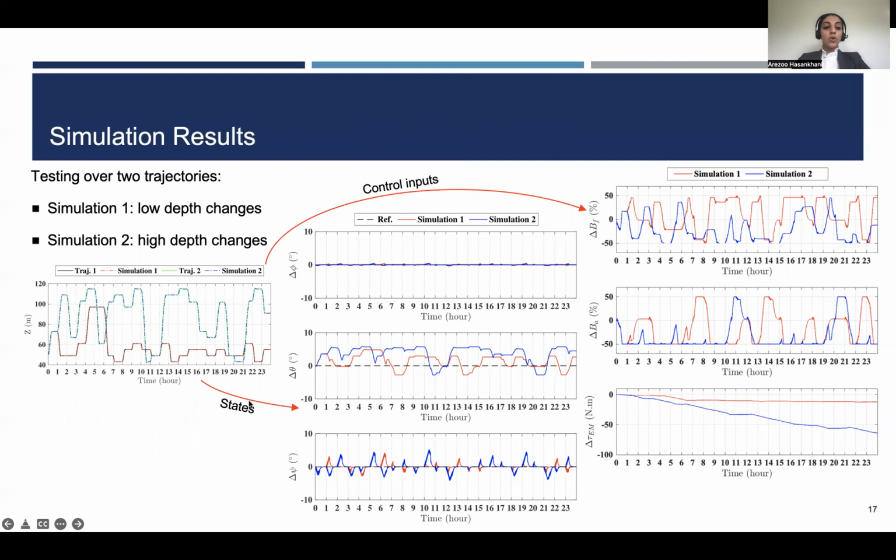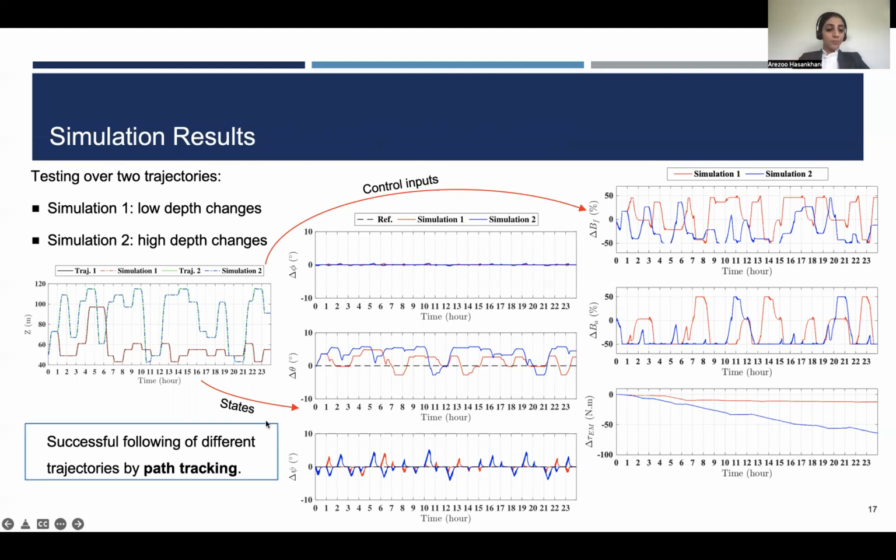I also show you some states, including Euler angle of the system and control inputs of the system. We can see from the figure that this system can successfully operate, and the states and control input changes are successful in following the optimal path, and these control inputs do not violate any limit. So we show that our system can follow different trajectories by the path tracking controller.